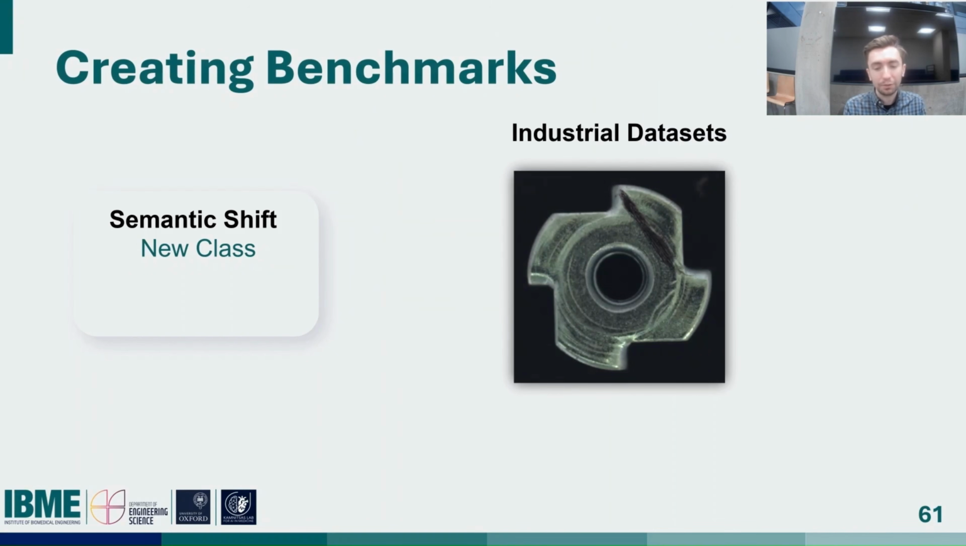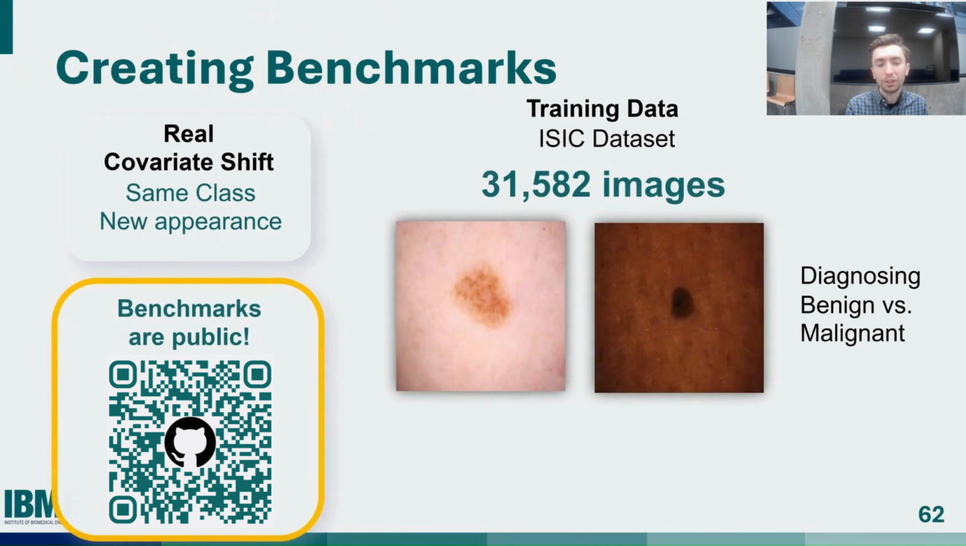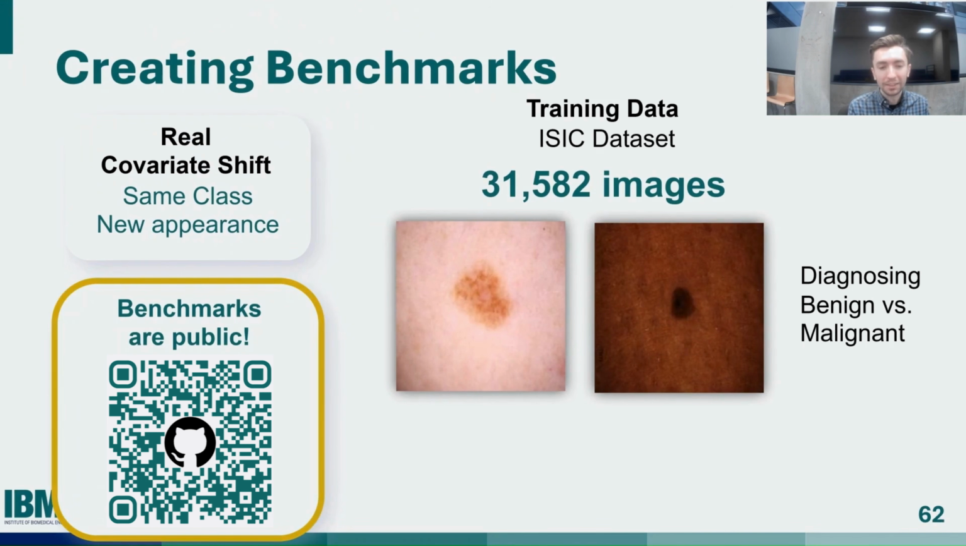So starting with semantic shift, we use the MVTec AD dataset, which is an industrial inspection dataset, which I'm not going to go through today due to time constraints, but please read the paper if you're interested. The next group was real covariate shift, which is where we have the same class and a new appearance. And what we did is we looked at the ISIC dataset. So we manually annotated 31,582 images, and we're going to make these annotations public, so the community can use these annotations in their own experiments. Our model was trained to diagnose between benign and malignant skin lesions.